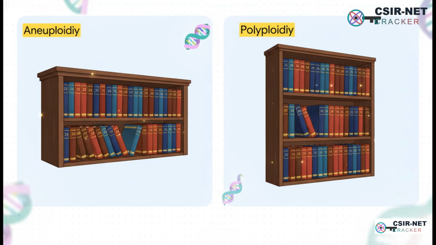So this is a really key difference in scale. You've got to get this. Over on the left, we've got aneuploidy. Think of it like this. You've got one extra or one missing volume, like maybe an extra copy of volume 21. But then on the right, you have polyploidy, which is way more dramatic. That's like getting a whole extra copy of the entire encyclopedia. The scale of the change is just completely different.